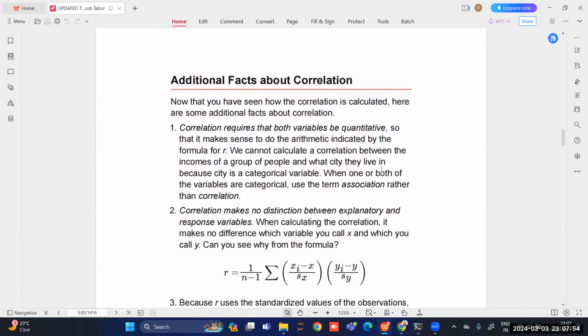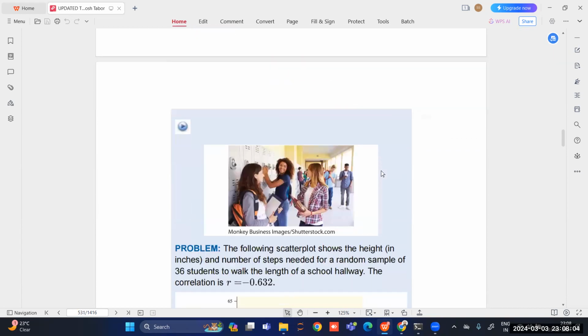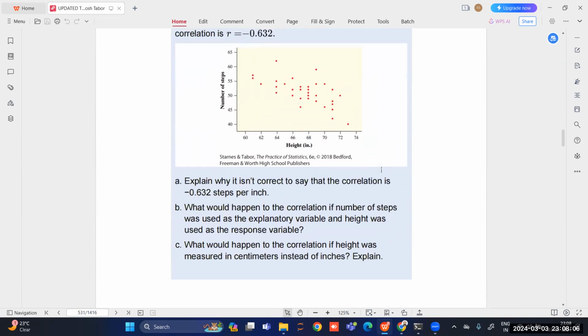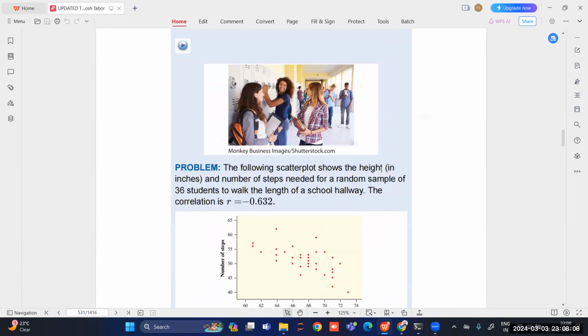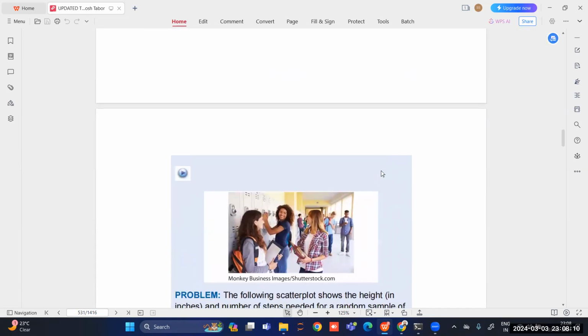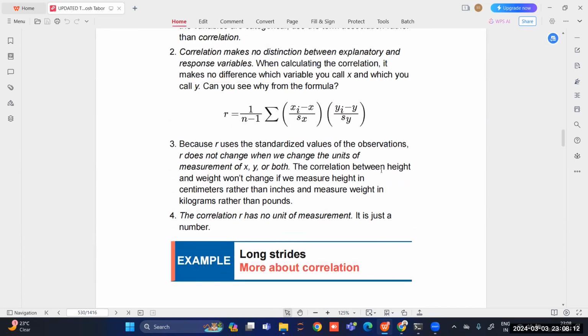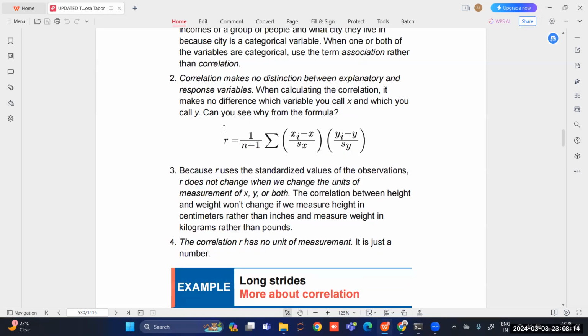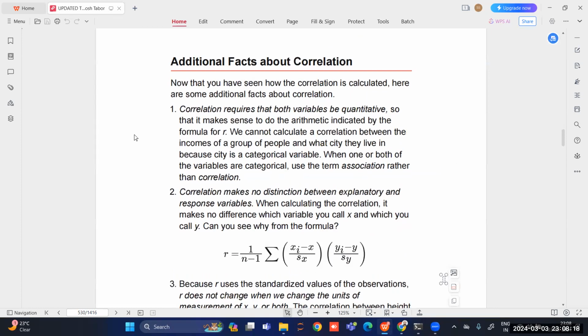Okay. Additional facts about correlation. Now you have seen how the correlation is calculated. Shall we do one example? The calculation is very easy. There will be no sums on calculating the correlation by this method in your exams, but the textbook has listed the formula here. If needed, we will do one example also.